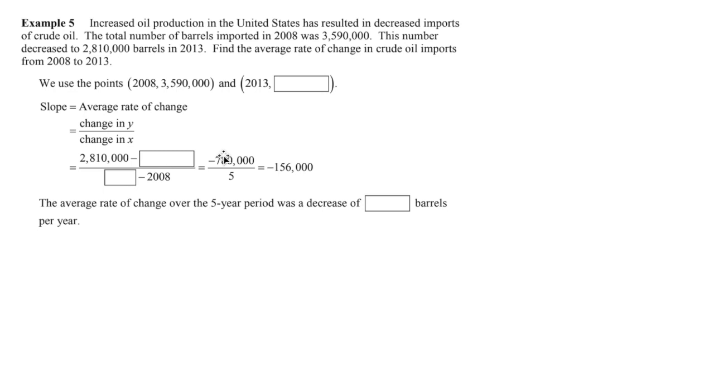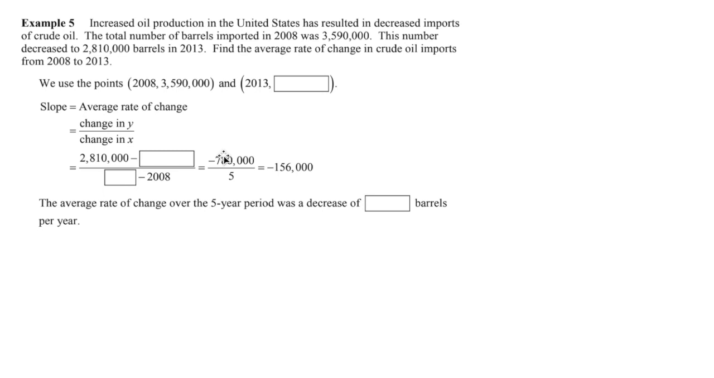Increased oil production in the United States has resulted in decreased imports of crude oil. The total number of barrels imported in 2008 was 3,590,000. This number decreased to 2,810,000 in 2013. Find the average rate of change in crude oil imports from 2008 to 2013.